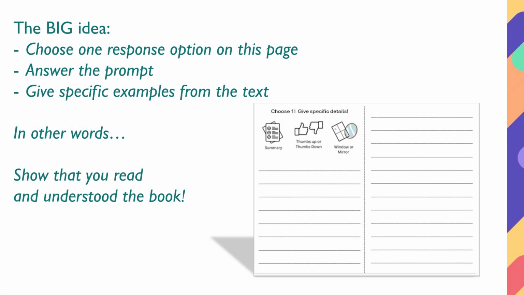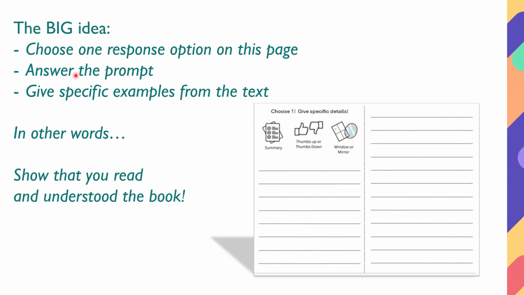So this might seem like a lot of complicated stuff, so I wanted to boil it all down and come up with a big idea. Here's what I'm really looking for on this last page. I'm looking for you to choose one response option on this page. In other words, you could choose summary, or you could choose thumbs up or thumbs down, or you could choose window or mirror. Don't do all three. If you try to do all three, you're not going to be able to fit in details. Just pick one.